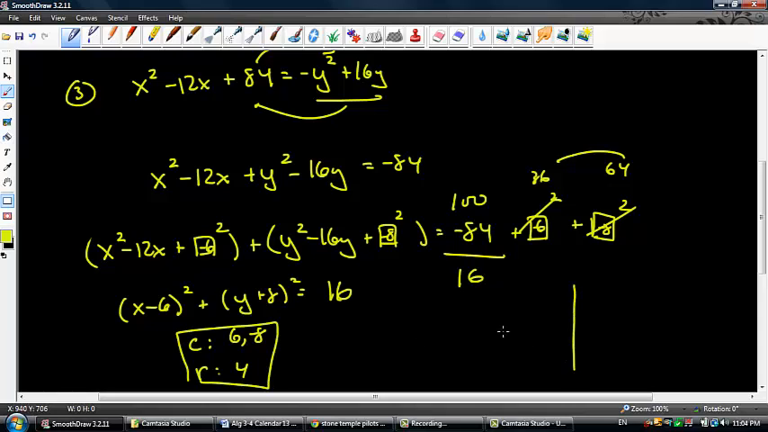Just gonna graph this thing. Okay, our center's at 6, negative 8. Now I'm gonna scale these by 2. So 2, 4, 6, 2, 4, 6, 8. My radius is 4. So 2, 4, 2, 4, 2, 4, and 2, 4. All right. Okay, let's move on to the next section here.